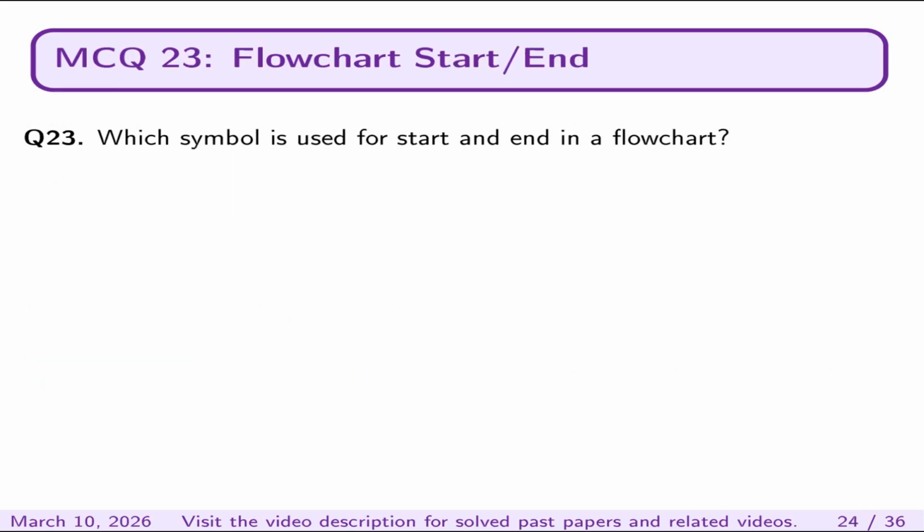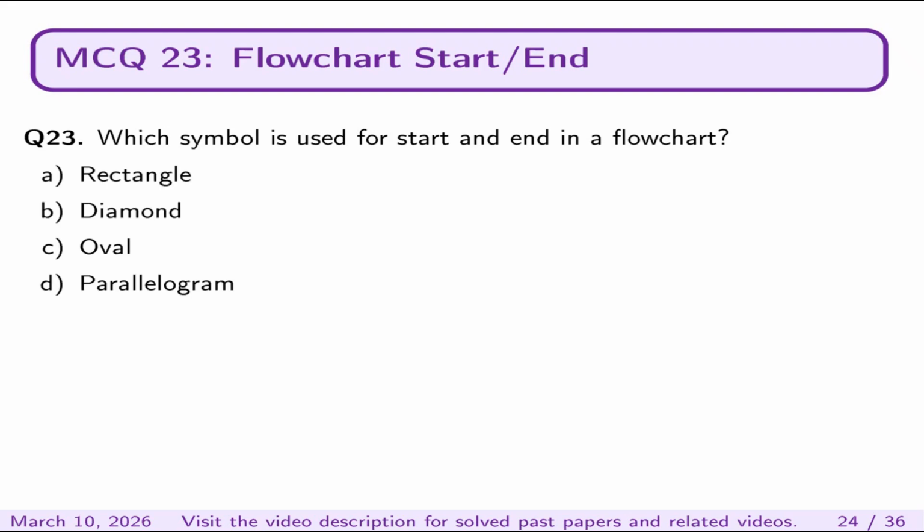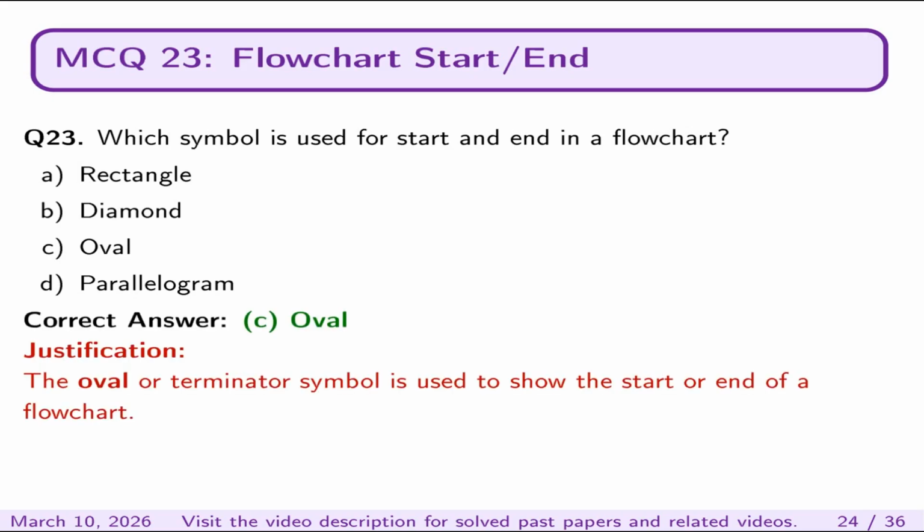Question number 23. Which symbol is used for start and end in a flowchart? Rectangle, diamond, oval, parallelogram. The correct option is oval, because the oval or terminator symbol is used to show the start or end of a flowchart.